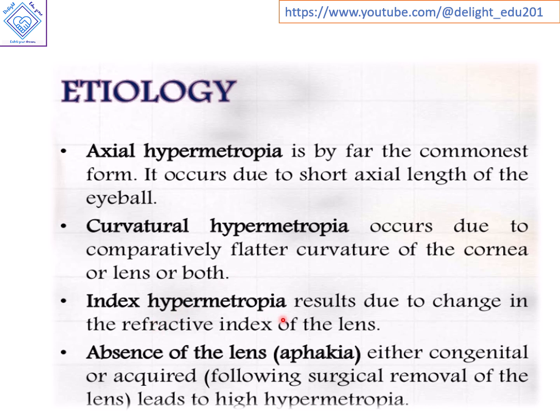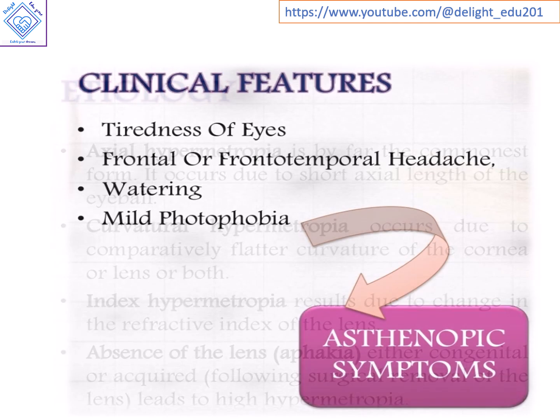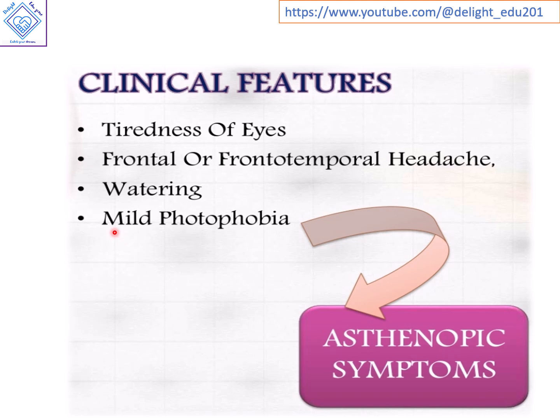Index hypermetropia results due to change in refractive index of the lens. Then absence of lens, either congenital or acquired, also leads to hypermetropia. These are the four etiological factors that lead to hypermetropia. Clinical manifestations: usually the patients who have hypermetropia feel tiredness of eyes, frontal or frontotemporal headache, watering from eyes, and mild photophobia.